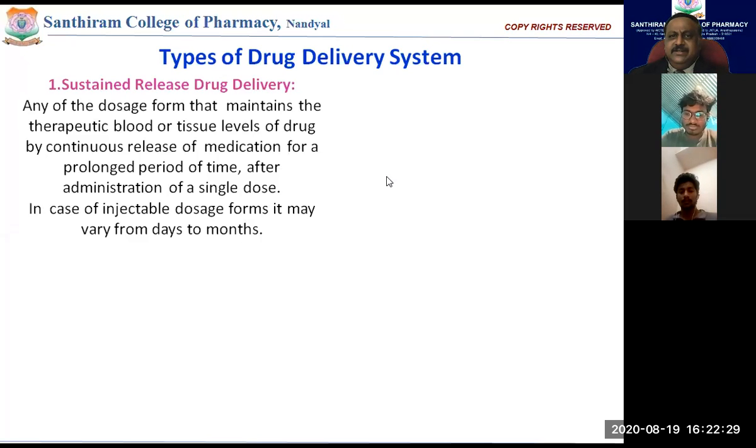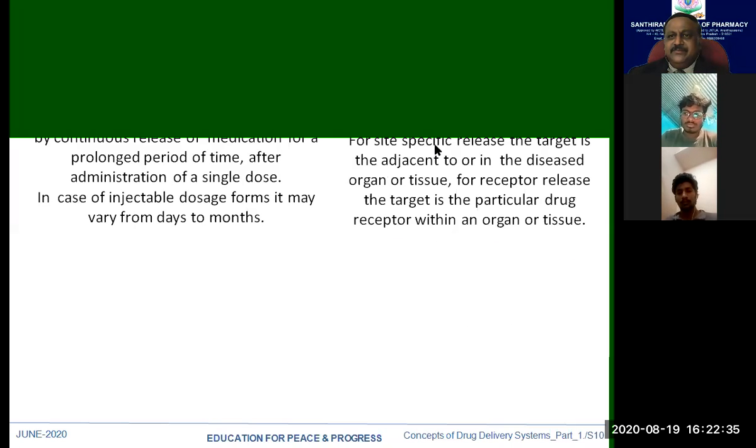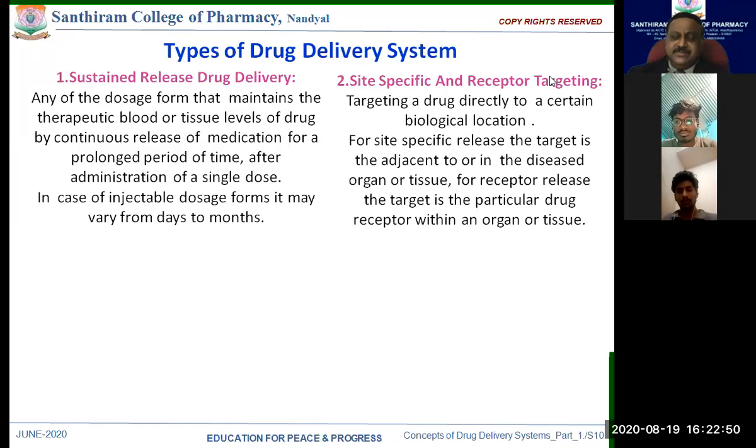Right, fine. Next you have the second type of dosage form or drug delivery system, and that is site specific and receptor targeting drug delivery system. Somebody is talking there, please mute your mic. The second type of drug delivery system is site specific and receptor targeting.